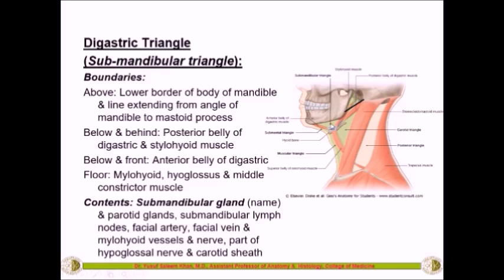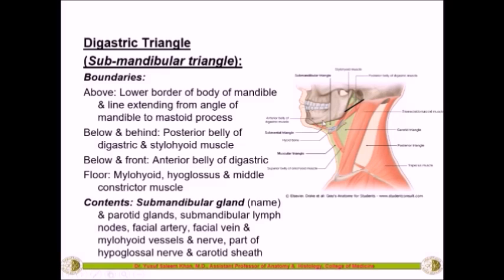It is also called the digastric triangle because of the three boundaries of this triangle, two of the boundaries are formed by the digastric muscle. Here you can see the digastric muscle, the anterior belly as well as the posterior belly form two out of three boundaries. So that's why it is also called the digastric triangle. We'll study the boundaries of this triangle one by one.